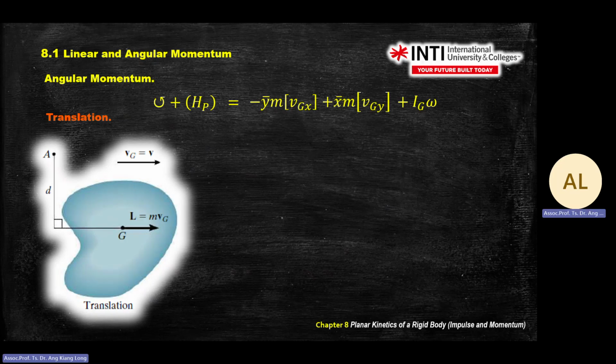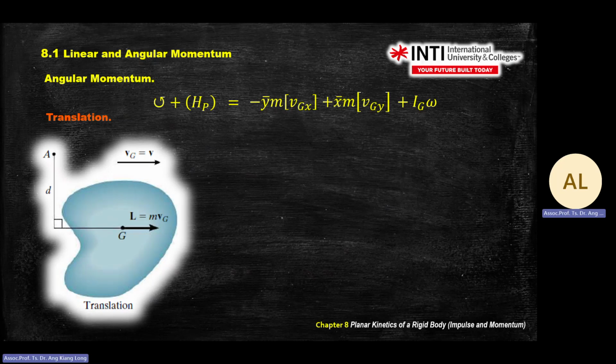Moment of linear momentum. So you need to find what is the linear momentum. Linear momentum is mv, mass multiplied by velocity. And then you need to find the moment of linear momentum.